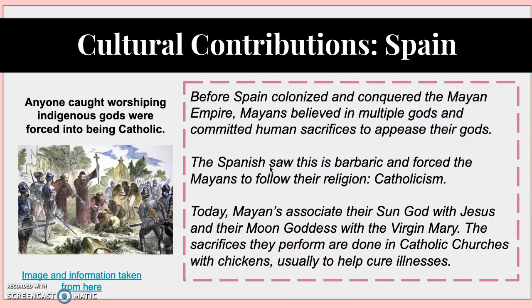Before Spain colonized and conquered the Mayan Empire, Mayans believed in multiple gods and committed human sacrifices to appease their gods. The Spanish saw this as barbaric and forced the Mayans to follow their religion, Catholicism. Today, Mayans associate their sun god with Jesus and their moon goddess with the Virgin Mary. The sacrifices they perform are done in Catholic churches with chickens, usually to help cure illnesses.